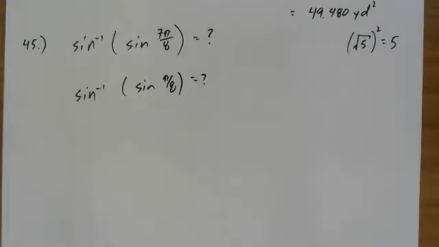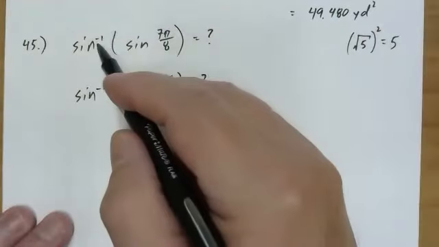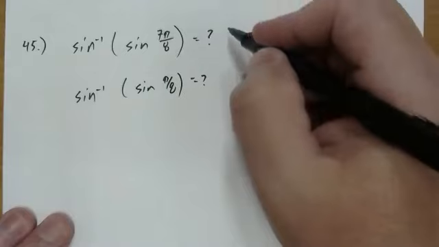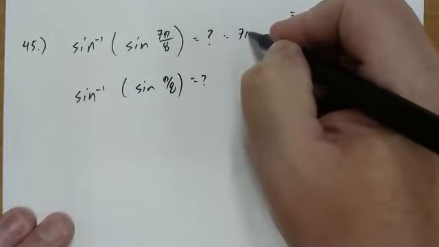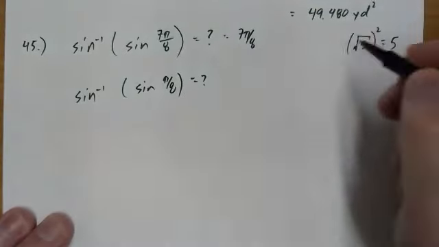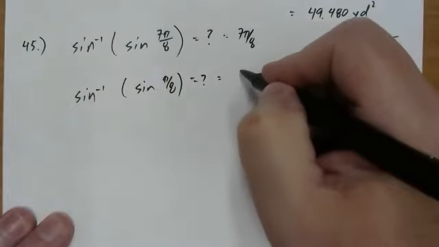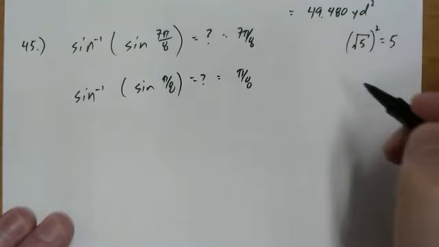So a lot of students will look at both these problems and they'll say, inverse sine and the sine sort of cancel out. And they'll want to say, this is 7 pi over 8. And this then would be pi over 8.